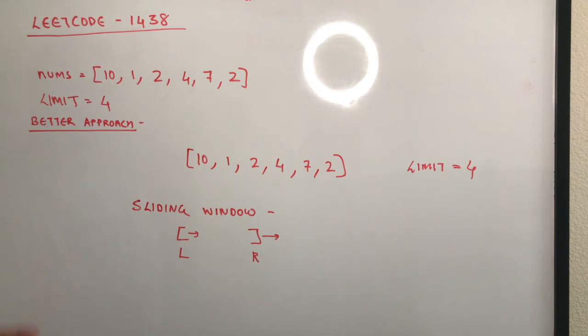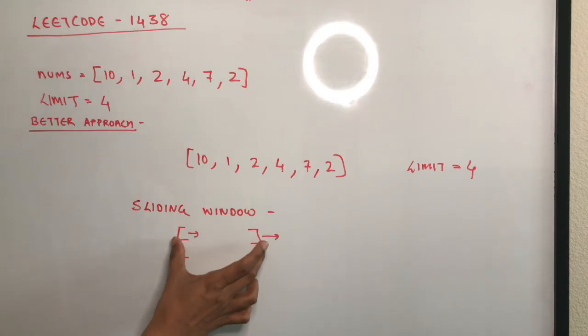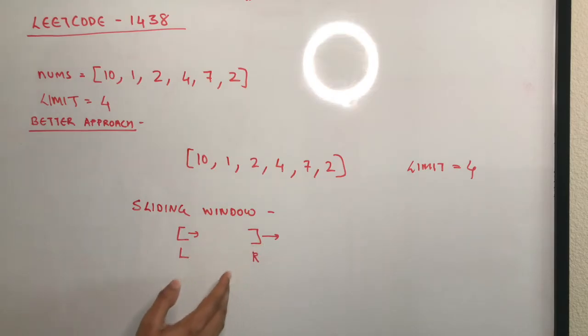With that observation, I'm going to talk about the better approach that we are going to take to solve this problem, which is based on sliding window. A sliding window has a size, and it has two parts: the right side of the window and the left side of the window.